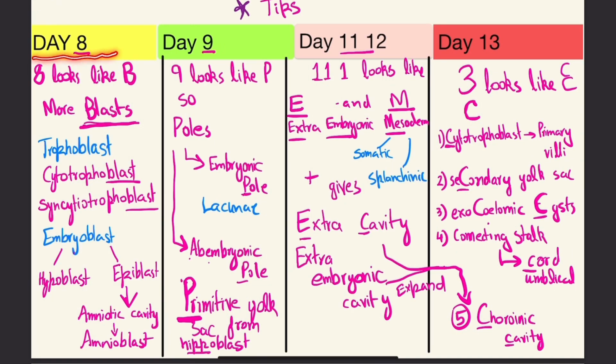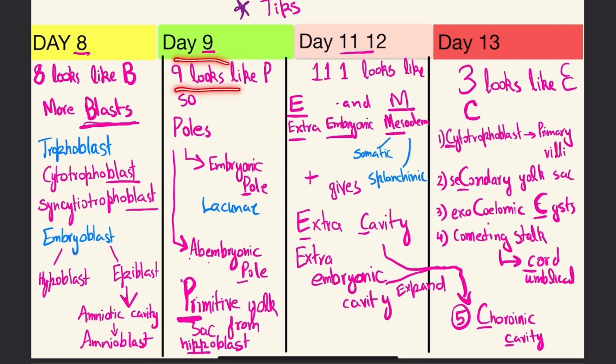So for the retention technique, at day 8, 8 looks like B, so there are blasts. From trophoblast, we have cytotrophoblast and syncytiotrophoblast. And from embryoblast, we have hypoblast and epiblast, which gives the amniotic cavity and amnioblast.